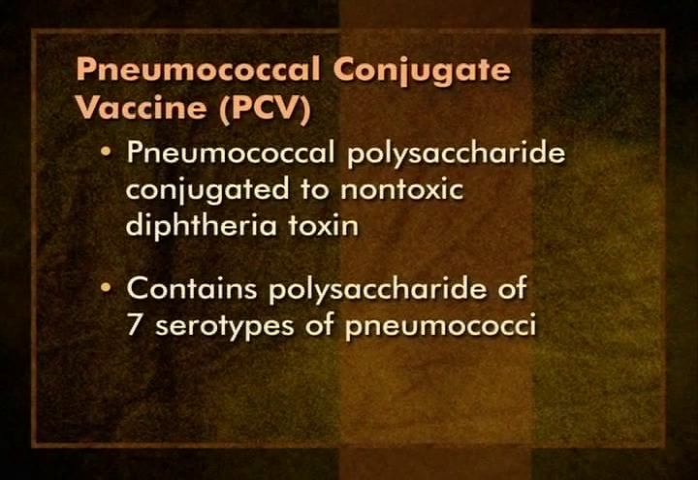Pneumococcal conjugate vaccine, Prevnar, contains purified pneumococcal polysaccharide conjugated to a non-toxic variant of diphtheria toxin, known as CRM197. It contains the polysaccharide of 7 serotypes of pneumococci. The 7 serotypes included in PCV account for 86% of bacteremia and 83% of meningitis among children younger than 6 years of age. Additional pneumococcal conjugate vaccines containing additional serotypes are being developed.